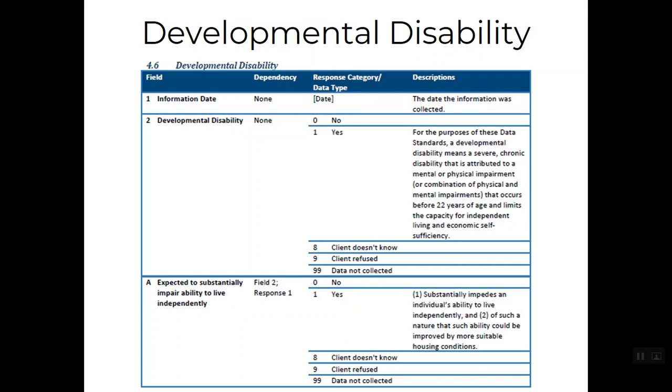Developmental disability. For the purposes of these data standards, a developmental disability means a severe chronic disability that is attributed to a mental or physical impairment or combination that occurs before 22 years of age and limits the capacity for independent living and economic self-sufficiency. And then, does this disability substantially impede an individual's ability to live independently and is it of such nature that it could be improved by suitable housing conditions?